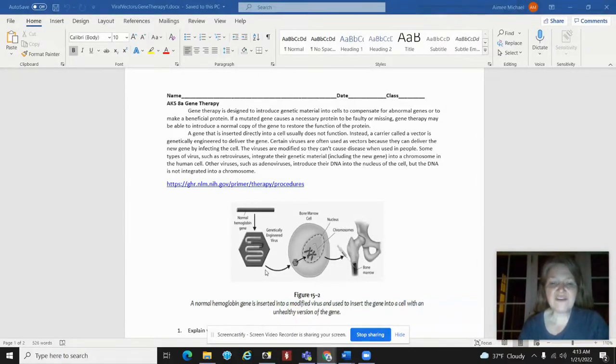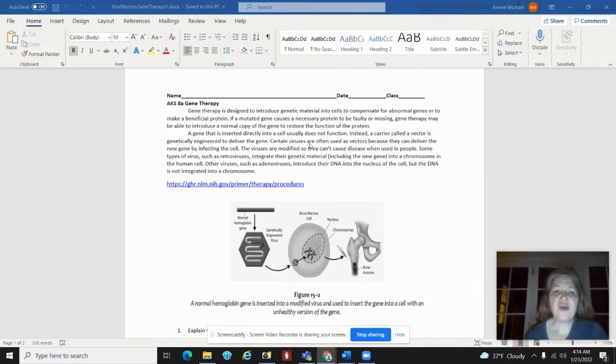That viral vector is then injected into a human being, and it is delivering the corrective gene to the bone marrow by way of the viral vector. If you look here, it says a normal hemoglobin gene is inserted into a modified virus, which is a viral vector, and it's used to insert the gene into a cell with an unhealthy version of the gene.